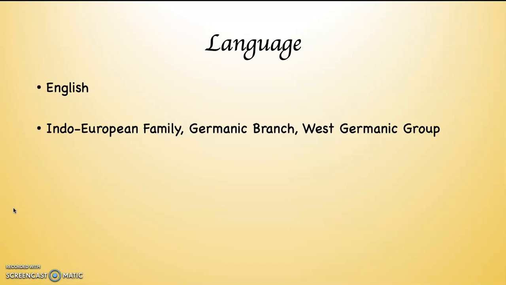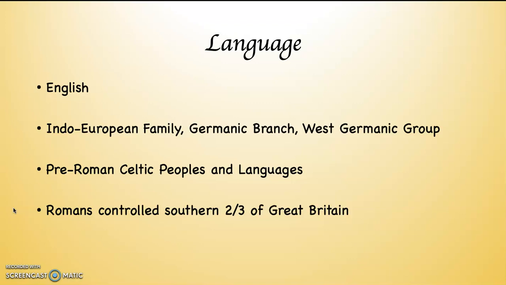English is part of the Indo-European family, the Germanic branch, and the West Germanic group. However, prior to the Roman era in Great Britain, the people who lived on the island of Great Britain were Celtic peoples, and they spoke Celtic languages, those languages that I spoke about recently with regard to preservation, like, for example, Irish, Scottish, and Welsh. Then about 2,000 years ago, the Romans arrived, and the Romans controlled the southern two-thirds of the island of Great Britain. Keep this in mind.